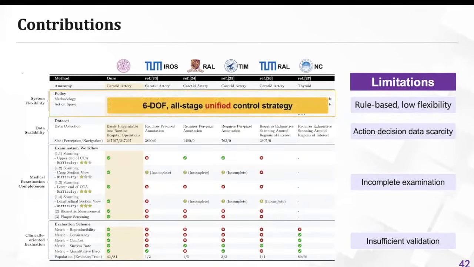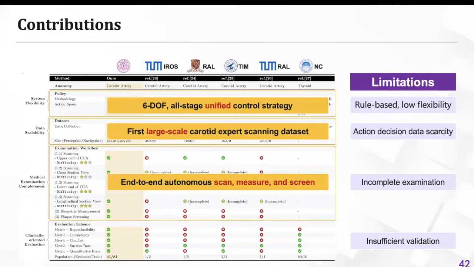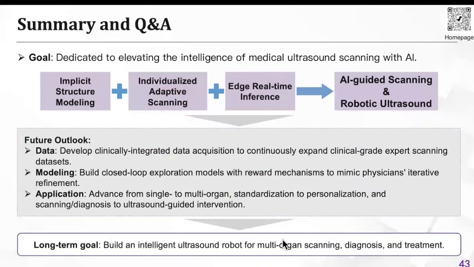First, our methodology. We introduce a unified imitation learning strategy that controls all degrees of freedom and works across all scanning stages. Second, we created the first large-scale dataset of carotid expert scanning demonstrations. Third, in application, our system achieved full autonomy, covering key anatomical structures and completing the entire workflow from scanning, measurement, to screening. Finally, we conducted clinical-oriented validations on a larger population, demonstrating strong real-world performance.